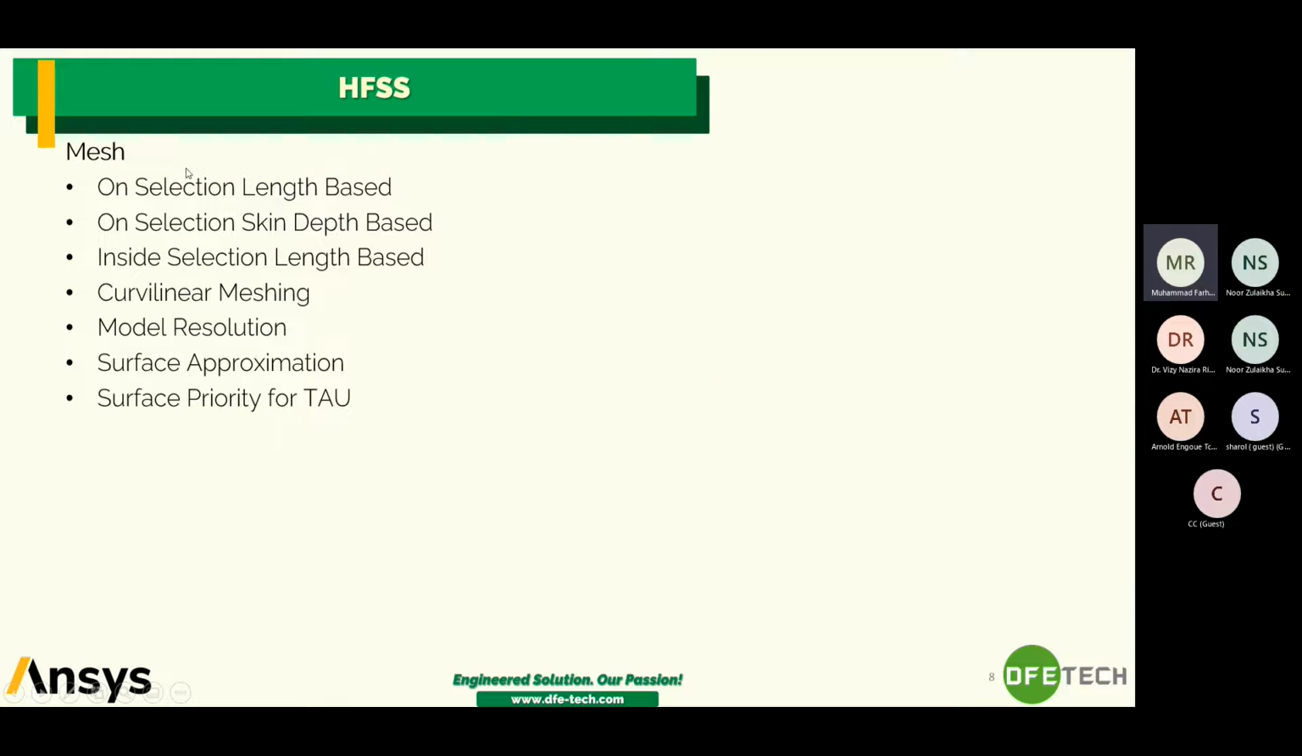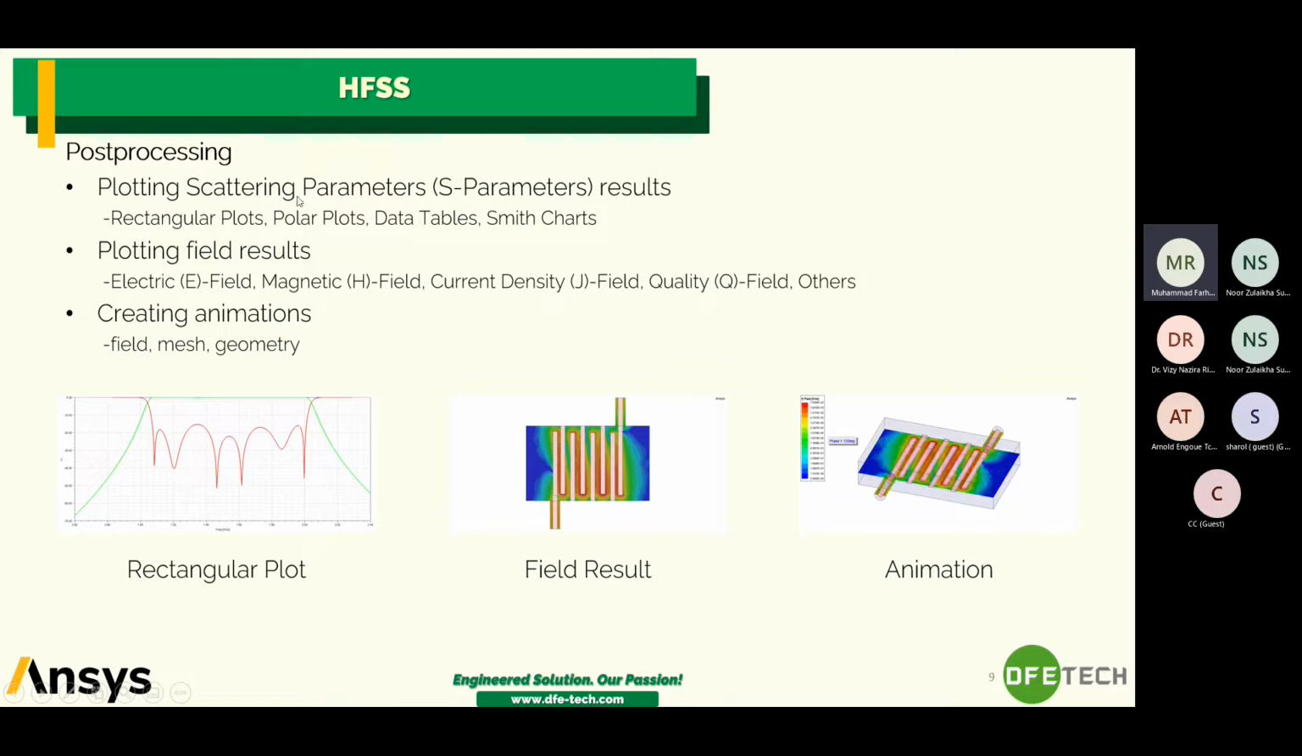Next, the mesh operation. We have on-selection length-based mesh, on-selection skin depth based, inside selection length-based, curvilinear meshing, model resolution, surface approximation, and surface parity for tau. And for the post-processing, we can plot the scattering parameter, the S parameter result, using rectangular plots, polar plots, data tables, and Smith charts.